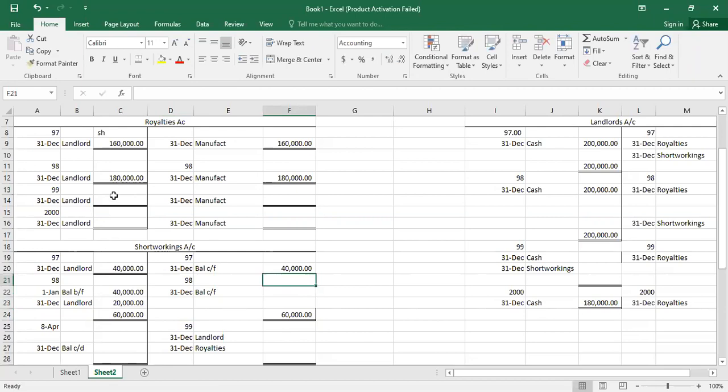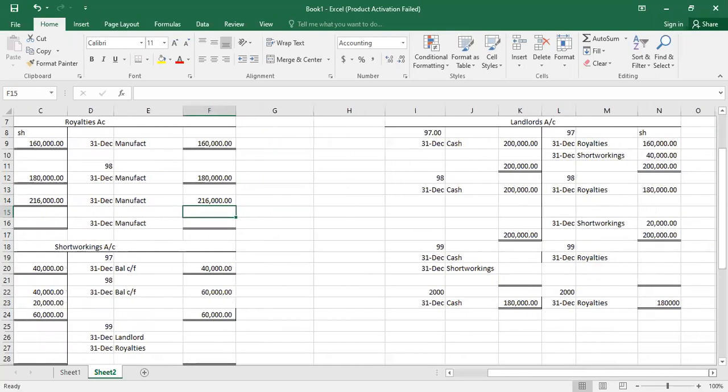We go now to the year 1999. The balance brought forward of the current shortcomings, I have placed the balance carried forward, which is 60,000. So yeah, we are there. So we go to the year 99, 216. We can as well close the book at 216,000.